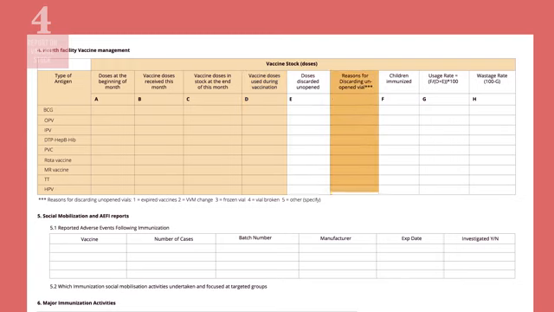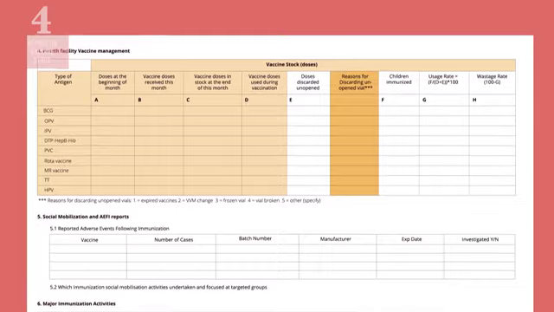Try to answer this question because it really helps to know the reason for discarding unopened vials. Was it because of the expiry date? Or did cold chain equipment malfunction? Knowing the reason why can help everyone in the system solve problems.